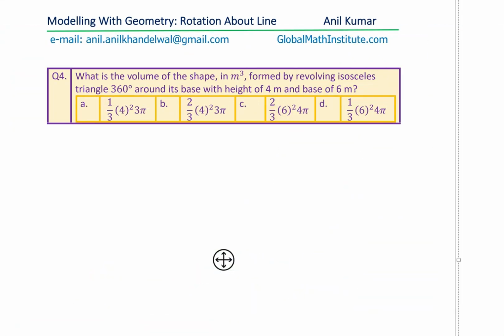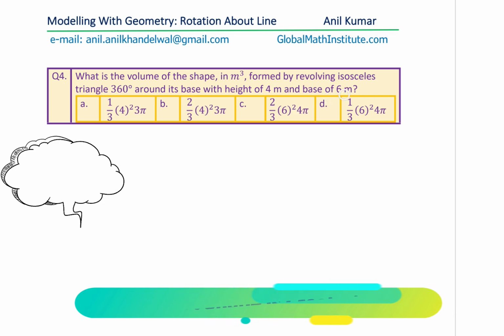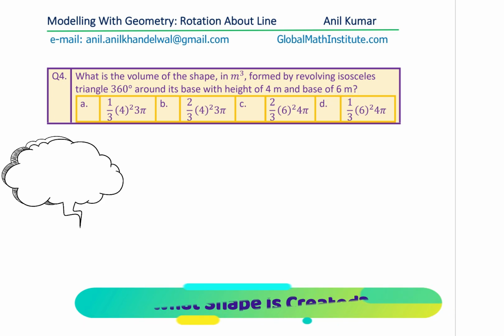So now we have another question for you, and that is, what is the volume of the shape in meter cube formed by revolving an isosceles triangle 360 degrees around its base with height of 4 meters and base of 6 meters. So how are you going to solve this? So you'll say, well, around its base and height is 4 meters and the base is 6 meters. So basically, this is the triangle which you are looking for, correct?